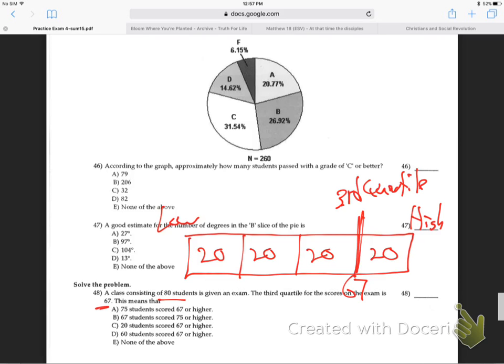What does that mean? That means 60 students got below 67. Must have been a tough test. 20 students got above 67, right? So which one of those is true? C. 20 students scored 67 or higher. So if you draw it out, I think it gets a lot easier. Break it into 4 quarters like that. 80 students, 20, 20, 20, 20. Make sense?